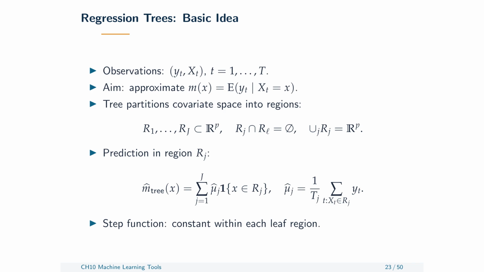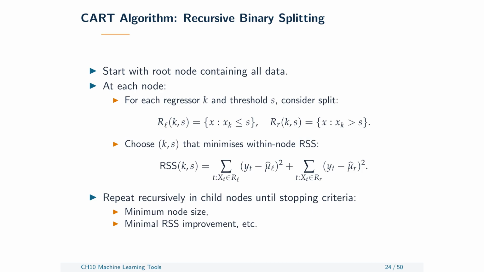Formally, the tree partitions the predictor space into non-overlapping terminal regions. For any new input, we locate the region containing it and report the mean outcome of training observations in that region. The fitted conditional mean is a step function. This local averaging connects trees to non-parametric regression, but the data determine both which variables define the regions and where their boundaries are placed. The method, called classification and regression trees, or CART, builds this partition through recursive binary splitting.